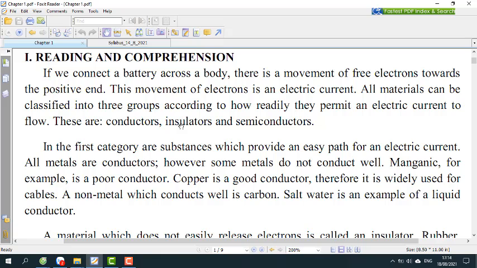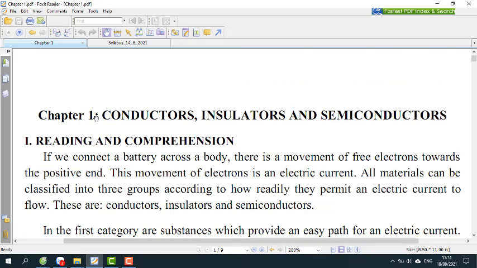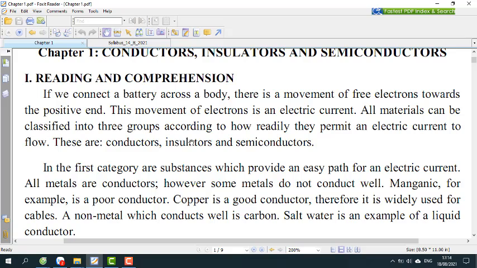And today we begin Unit 1, chapter 1, with conductors, insulators, and semiconductors. Part 1, reading and comprehension. Now listen to me. If we connect a battery across a body, there is a movement of free electrons towards a positive end. This movement of electrons is an electric current.